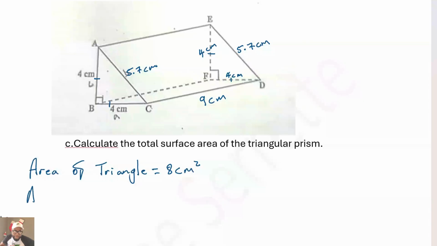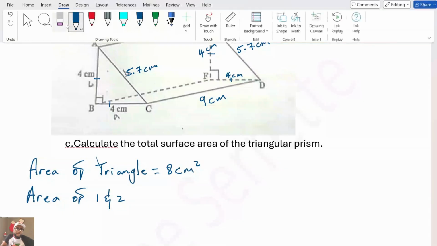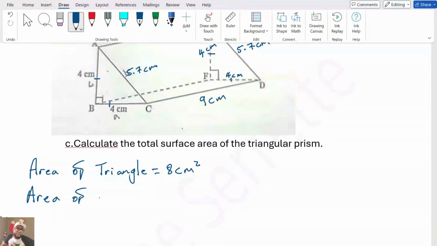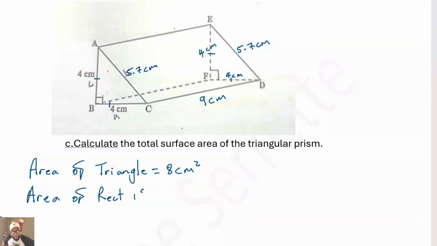Right, let me do the rectangles now. So area of, we have 2 of the same rectangles here. So we'll call it 1 and 2. Area of rectangle 1 and 2. Which are the 2 rectangles that are the same? My writing pad is messing up here. Right. Which 2 rectangles are the same? Come on, which 2?